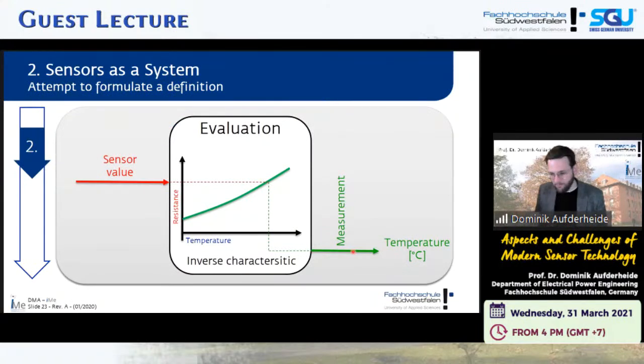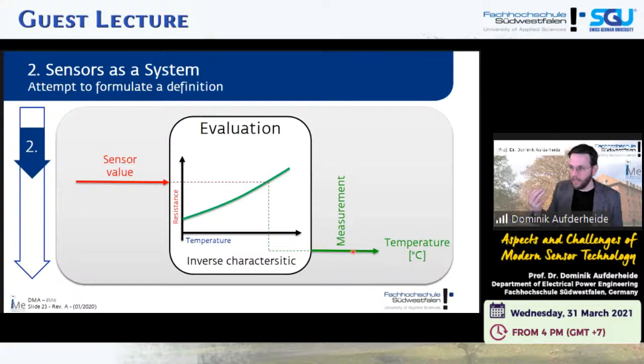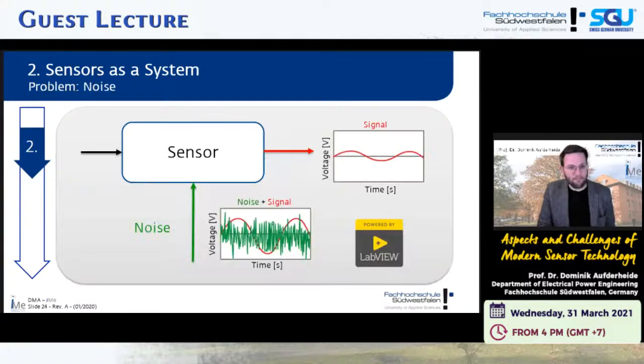I know that might sound trivial, but I always start when I talk about sensors with these kinds of definitions, because I have seen over the past years that even in higher semesters, when I'm talking about sensors, these very fundamental principles are not 100% clear. And of course, when these fundamentals are not 100% clear, much more complex applications cannot be implemented in a reasonable way. Okay, let's move on.